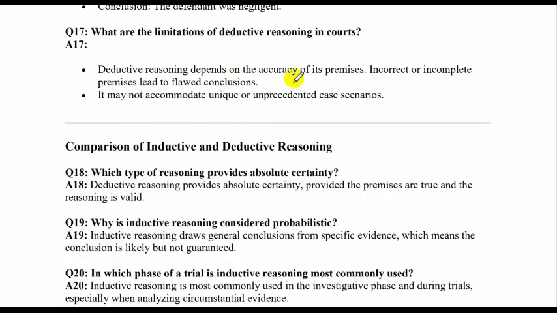Deductive reasoning depends on the accuracy of its premises. Incorrect or incomplete premises lead to flawed conclusions. So it is very important for would-be advocates or students to know that the accuracy of the premises is very important. The truth value of the premises is very important. It may not accommodate unique or unprecedented case scenarios.